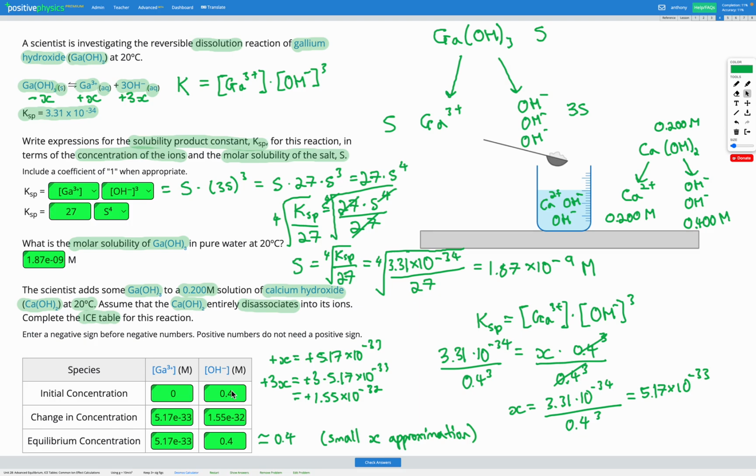Okay, awesome. So we filled out our ICE table, we found our changes in concentration and our equilibrium concentrations for each of our ions.